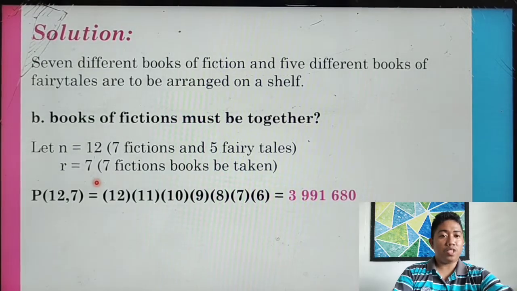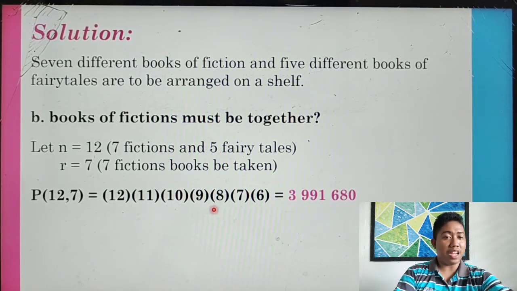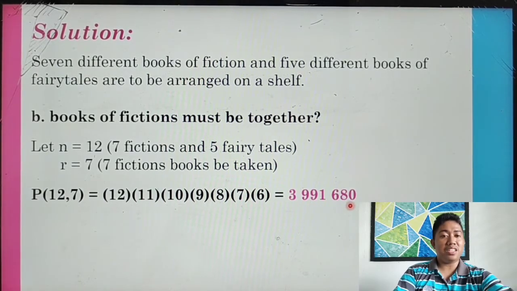And then we express it in permutation form, permutation of 12 taken 7, which is equal to the product of 7 numbers: 12 times 11 times 10 times 9 times 8 times 7 times 6. And we get the product by the use of a calculator if necessary. So the product is 3,991,680. And that is the final answer to the given problem.